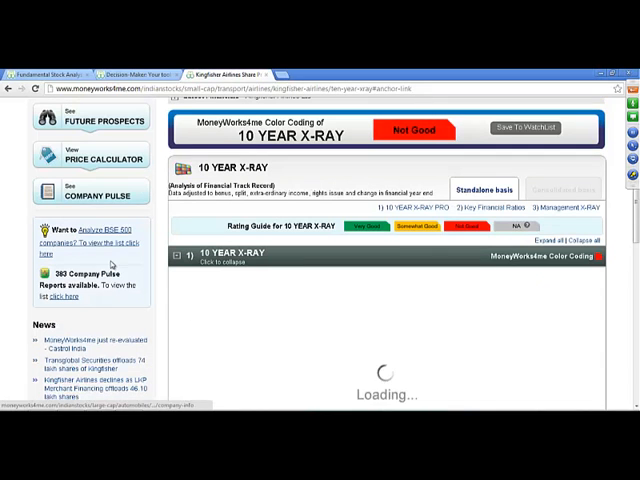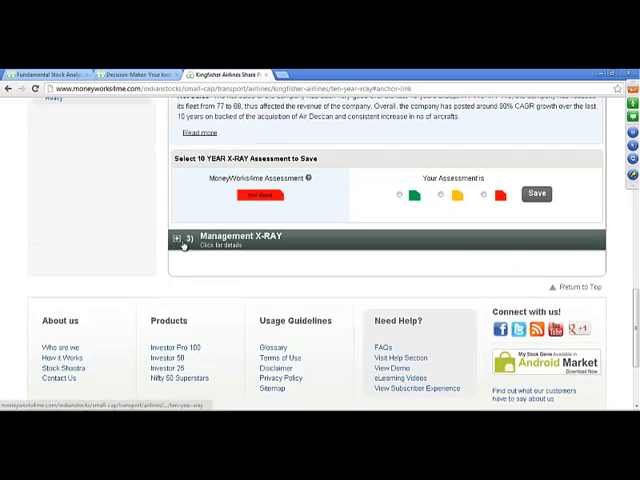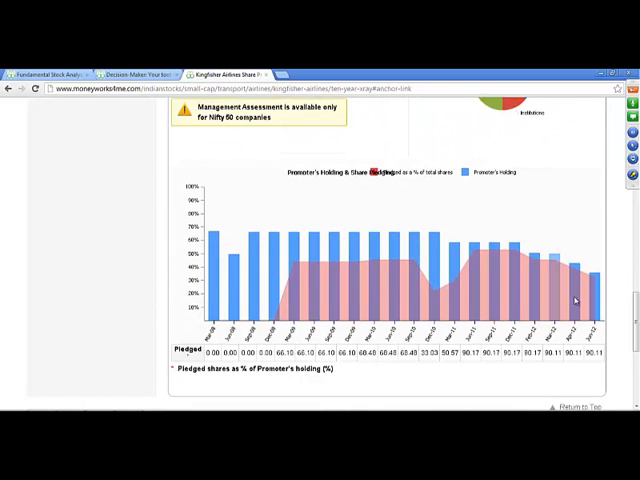And I'm sure Kingfisher is a name that has been in the news for all the wrong reasons in the last year or so. And here you can see the pledging percentage. Okay, the promoter holding at one point was 66%, and today it has come down to just 36%, of which again 90% is still pledged.